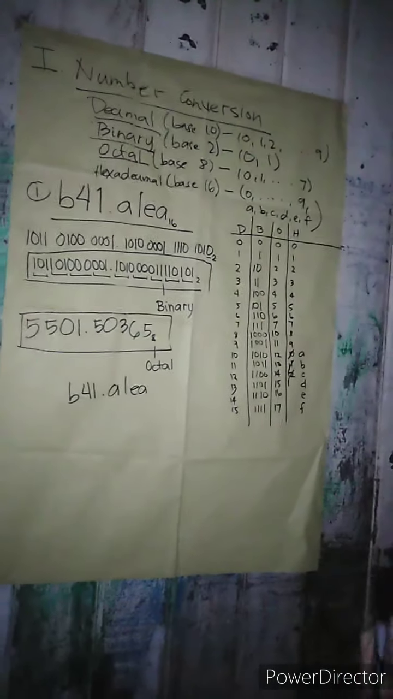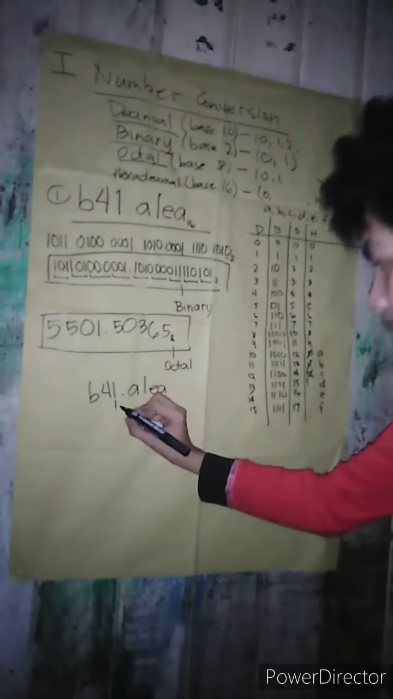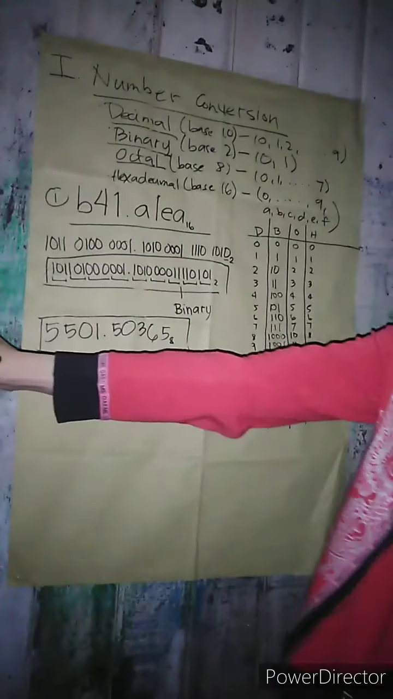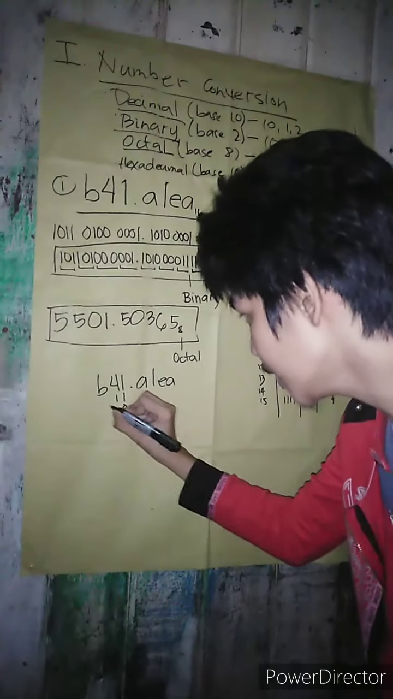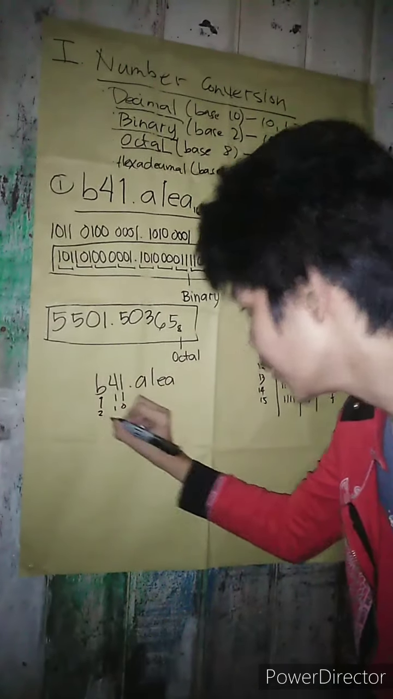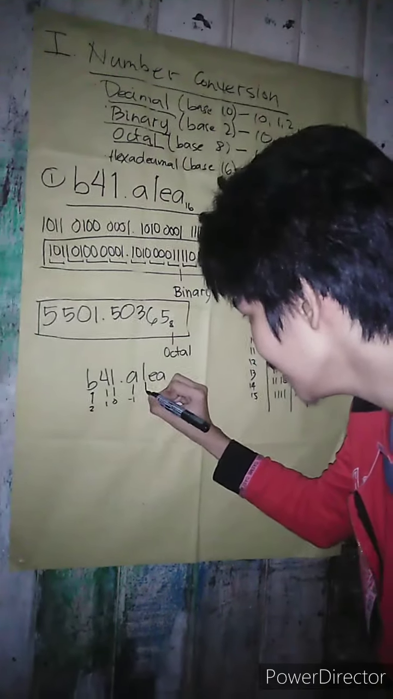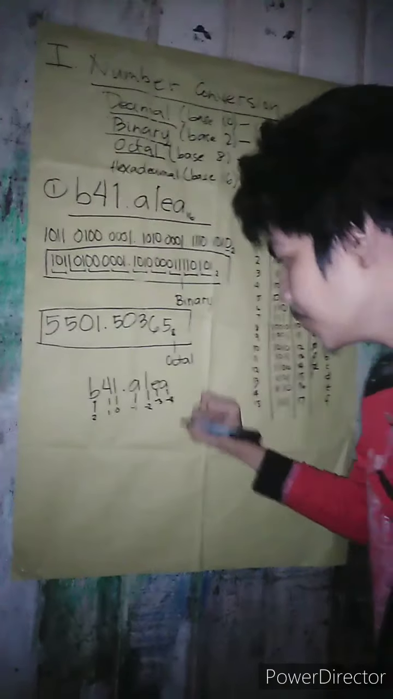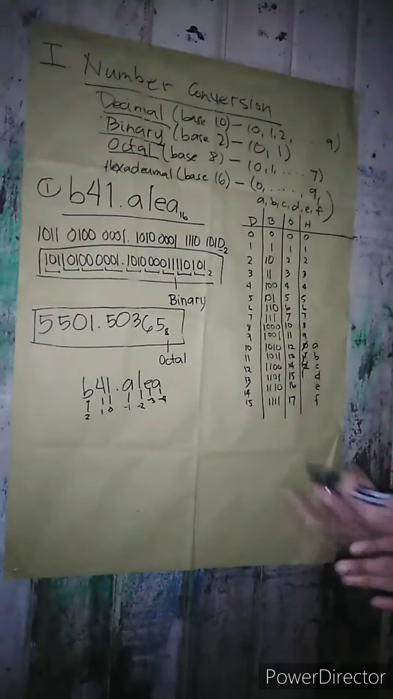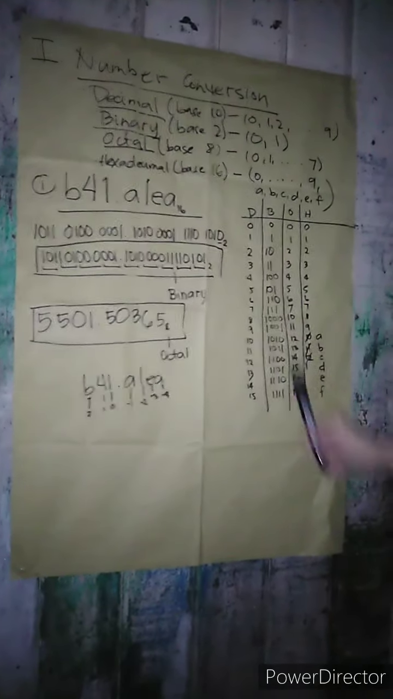B41.A1EA. Let's put some numbers here. We'll count to the left, starting from 0, 1, 2. And for this one to the right, we will have negative 1, negative 2, negative 3, and negative 4. So, what do we have here? This will be the exponent of our base 16.